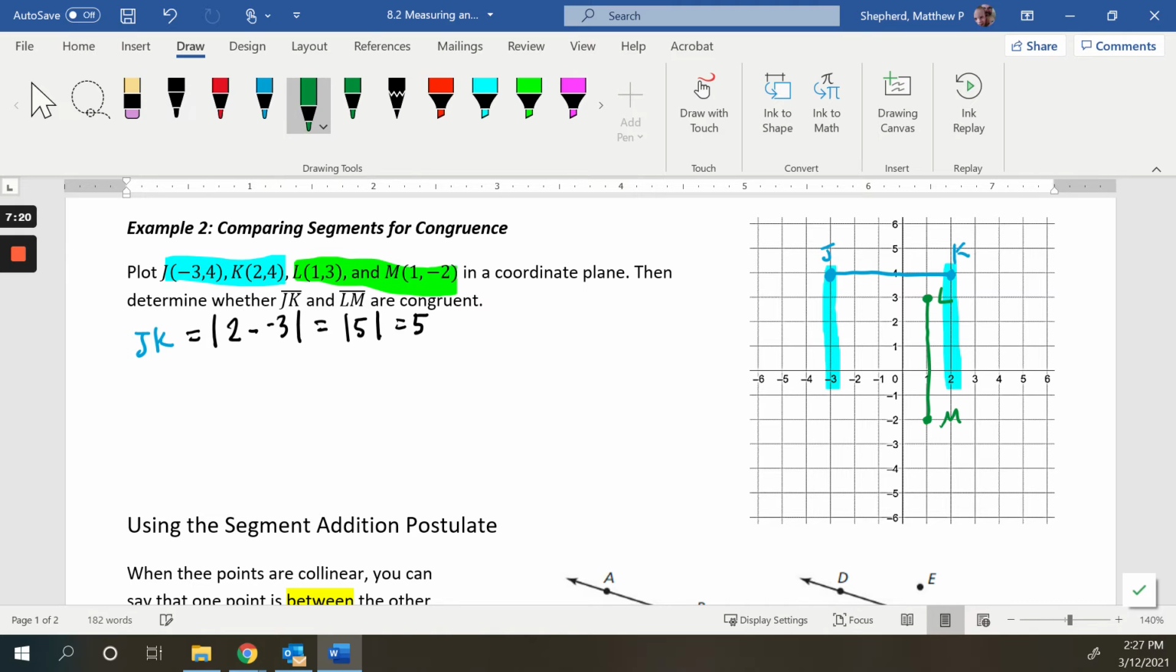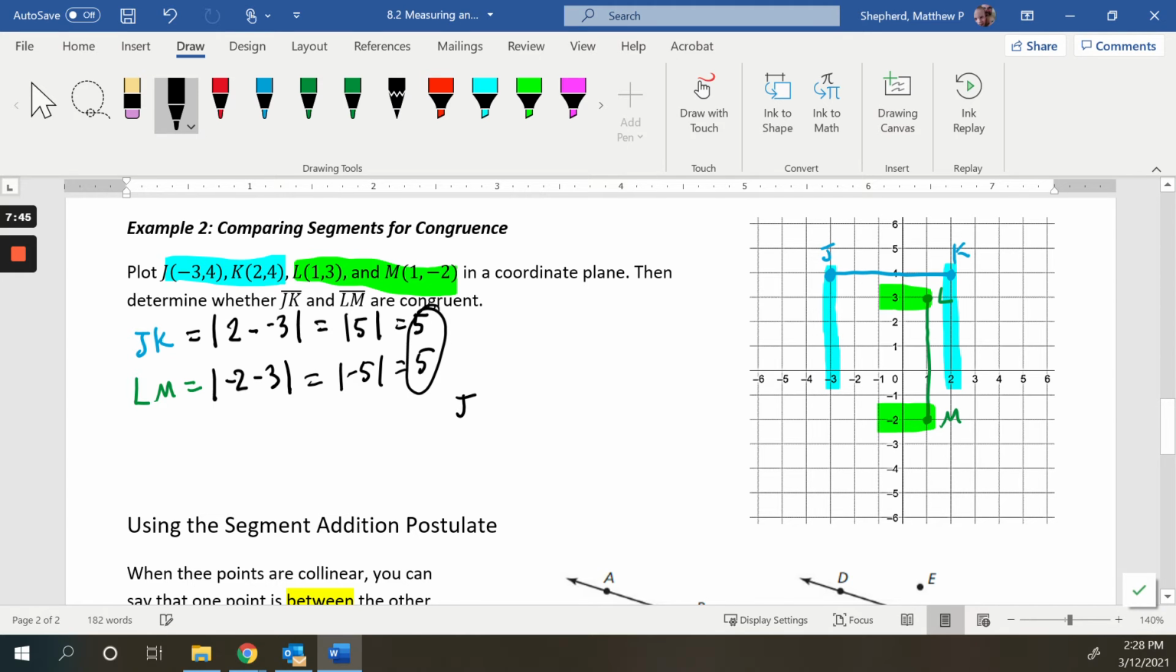All right, so next, LM. We've got numbers that correspond with LM as well. So I could do the absolute value of -2 minus 3, which is then going to give me -5, which is equal to 5. Well, they both equaled the same, so that tells me two things. The length of JK is equal to the length of LM, and the line JK is congruent to the line LM.